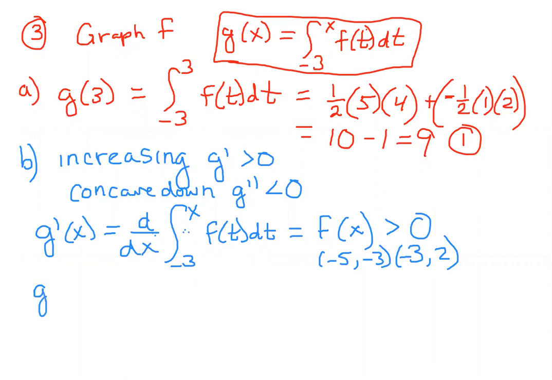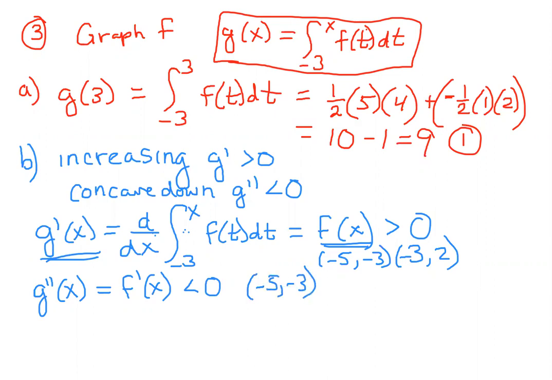And then our second derivative of g is just going to be the derivative of f. If the derivative of g is f, then the second derivative is the first derivative of f, and we want to know where that is less than 0. That is less than 0 when the slope is less than 0. So where is the slope less than 0? Looks like -5 to -3, it has a negative slope. Then it turns to a positive slope. Then it's 0, and it turns to a negative slope again, all the way to 4.